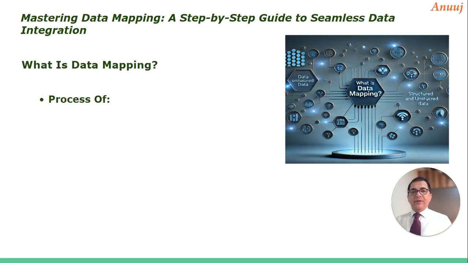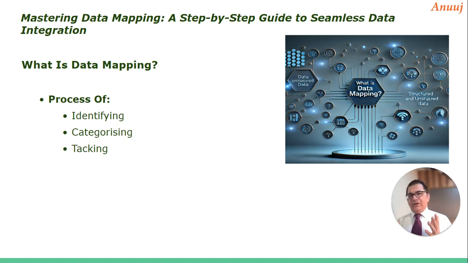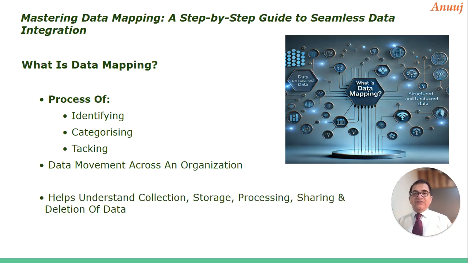We talked about data mapping. It is the process of identifying, categorizing, and tracking what personal information we have. Actually, when we talk of data mapping in general, it's about everything. But since we are talking with respect to data privacy, we are saying: what personal information do we have? How does this data move across my organization? So I'm trying to understand all the processes of collection, storage, processing, sharing, and deletion of personal data within my organization, right? So that's data mapping. How do I do data mapping?